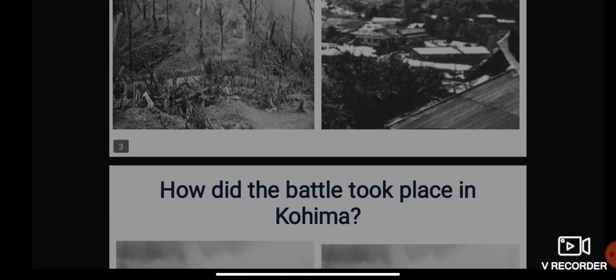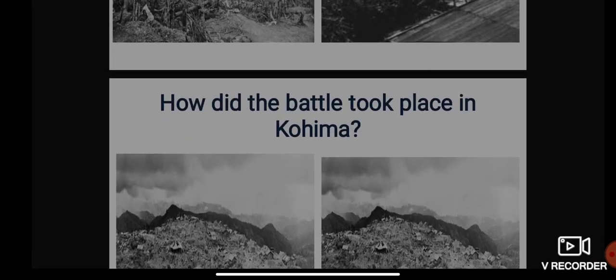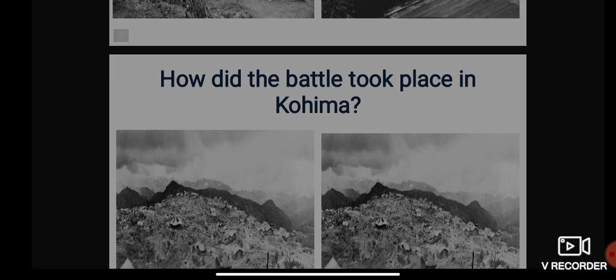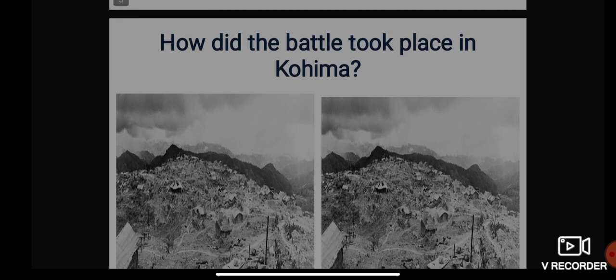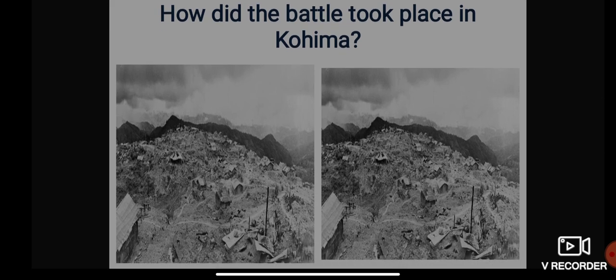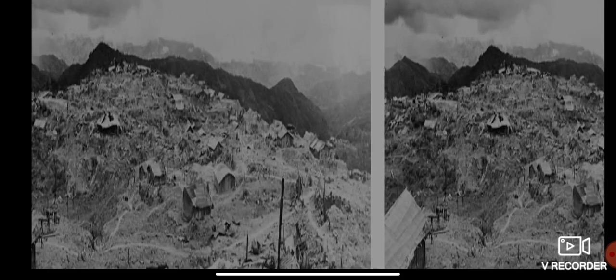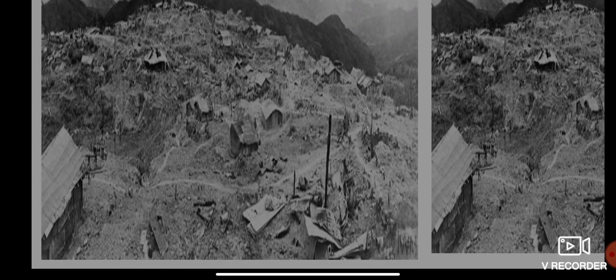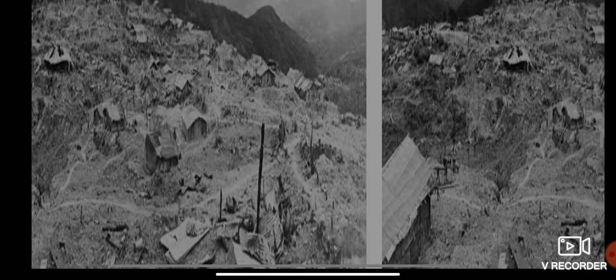So the question here is, how did the battle take place in Kohima? As you can see, this is a village of Kohima, how it was when the war broke out in Kohima.